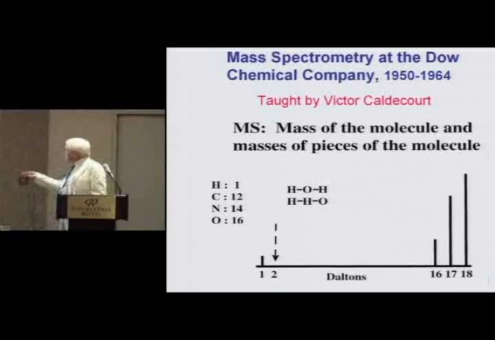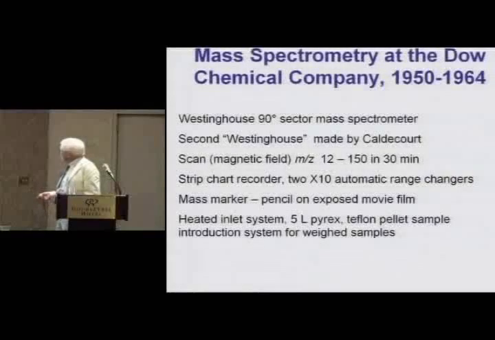So you can see here was all there is to mass spectrometry in a 10-minute lesson from Vic Caldecourt, and I haven't learned much since, but anyway, this is the great way I got started in mass spectrometry. So what did we do back in those days? Well, we had a Westinghouse 90-degree sector instrument.